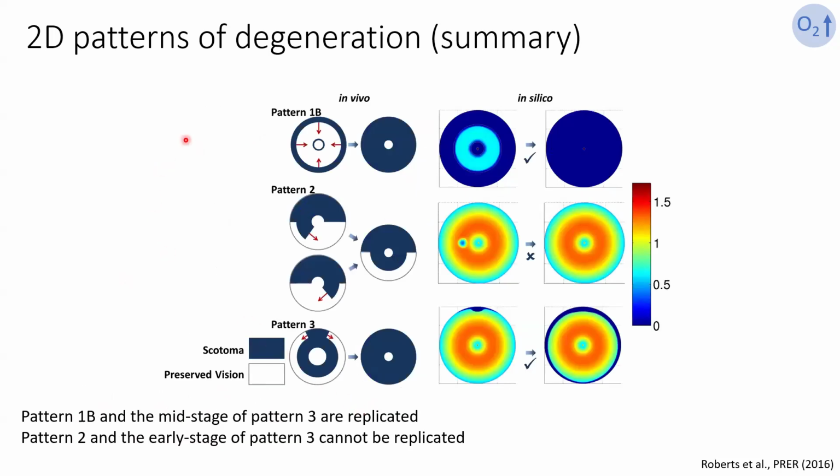So to summarize all of this then, these are the patterns of degeneration you see in vivo, and these are the ones that you see in silico from the model. So we've replicated pattern 1b and also the last stage of pattern 3, which is the winding around the edge. But what we're not able to reproduce are cases where there's a preferential loss of the mid-periphery, so say the early stage of pattern 3, or just general loss of superior or mid-periphery of the retina in pattern 2.